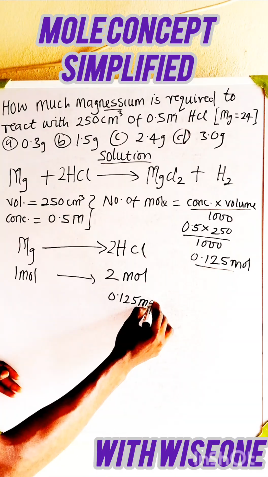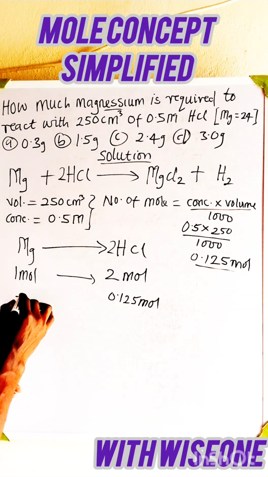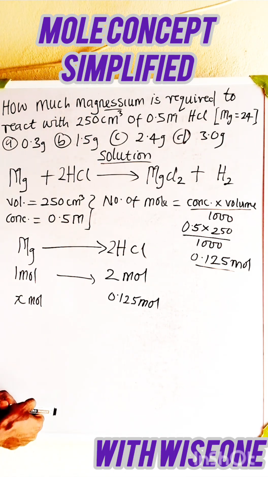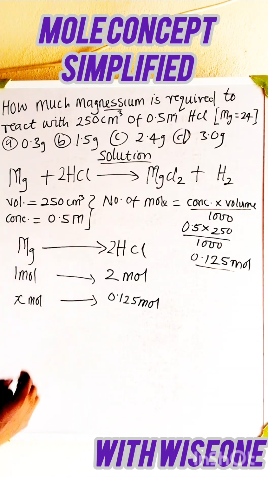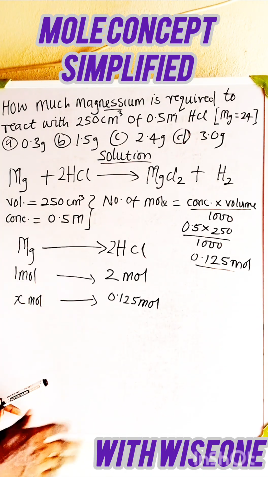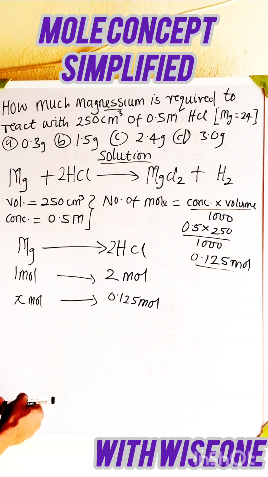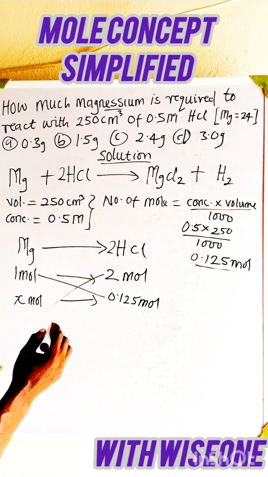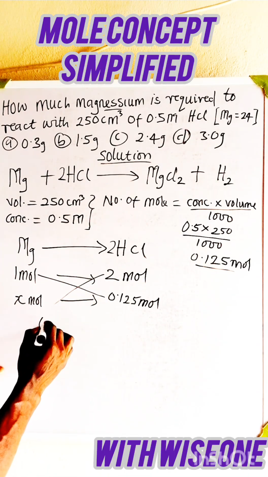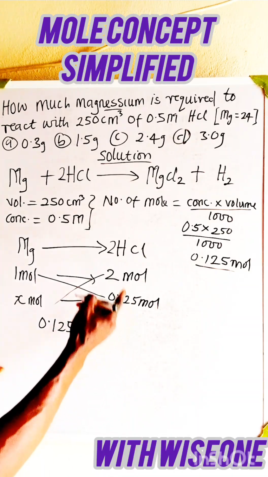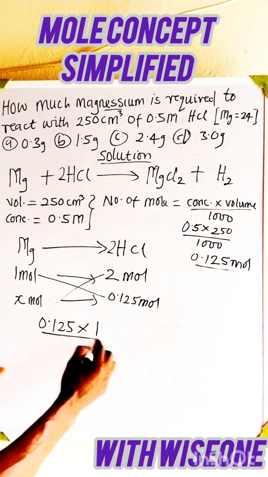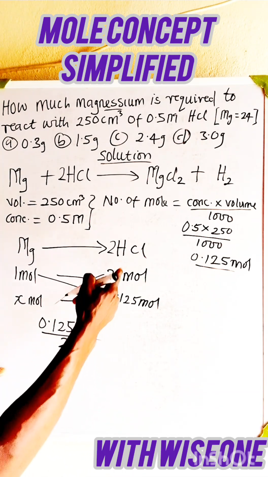Okay, so now 0.125 mole of HCl will give us X mole. We don't know. They didn't give us any parameter for magnesium for us to have calculated the mole. That is why we are going to look for the mole of magnesium. Okay, so to look for the mole of magnesium so that we'll be able to find the mass of magnesium is very, very simple. So you just do a simple cross multiplication. Okay, it's going to be 0.125 mole of HCl times 1 mole of magnesium divided by 2 mole of hydrochloric acid.